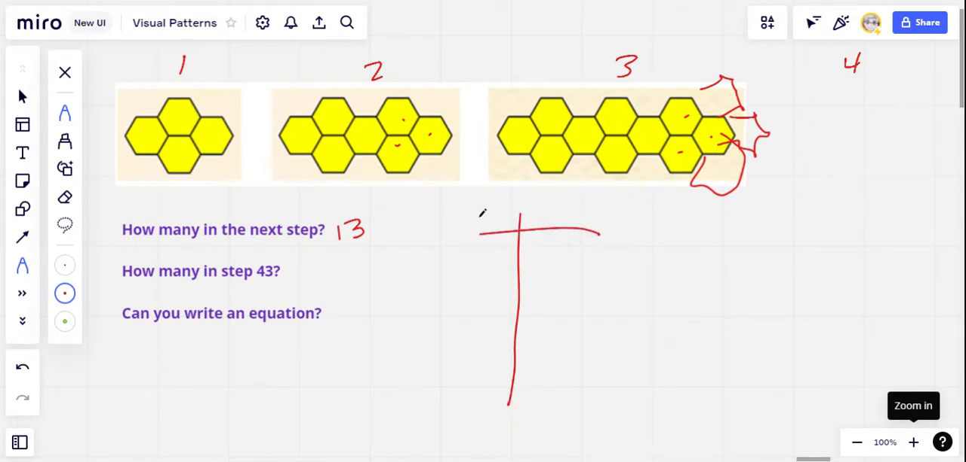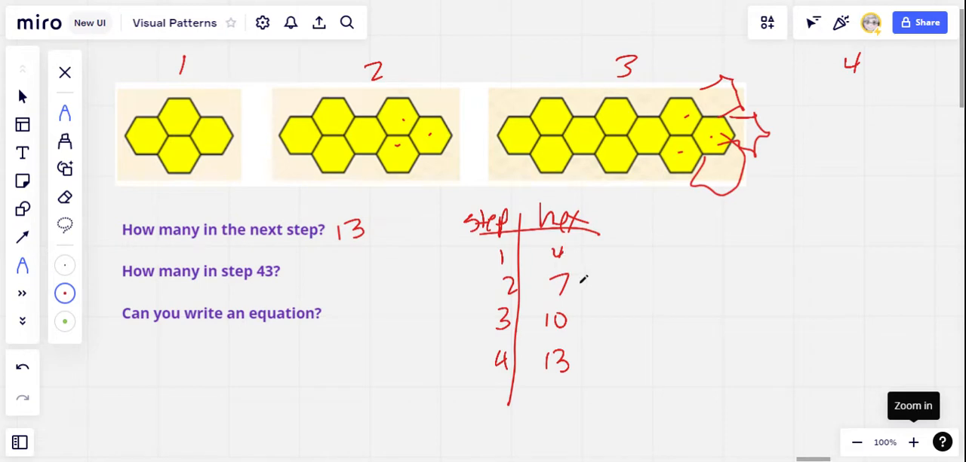Let's look at the numbers. I'm going to make a chart with the step number and the number of hexagons. So in step 1, there are 4. In step 2, there are 7. In step 3, there are 10. And we're predicting 13 for step 4.